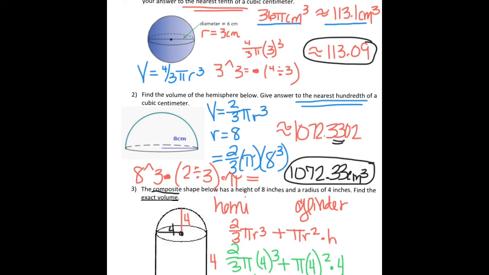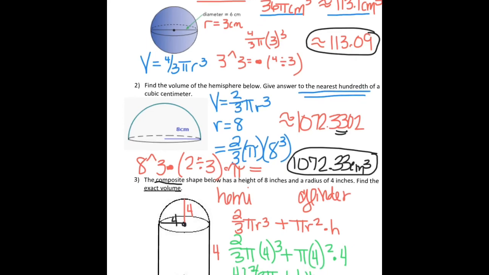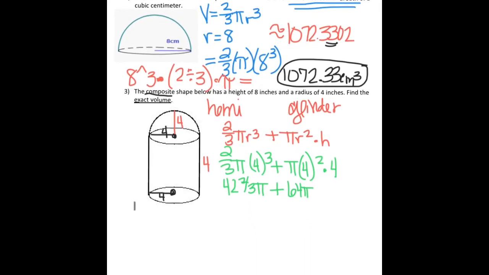So if I have to give my answer exact, let's do 42 times 3. I'm going to turn that mixed number into an improper fraction. So that becomes 128 over 3. So when I turn this into an improper fraction, I get 128 over 3 pi.